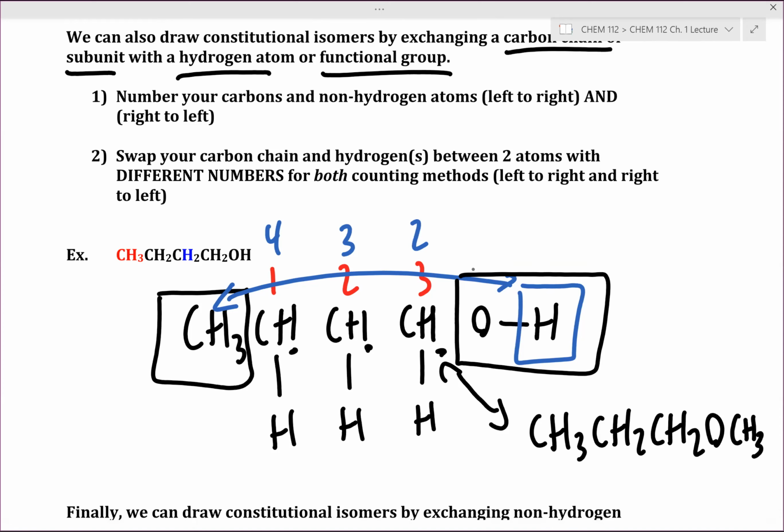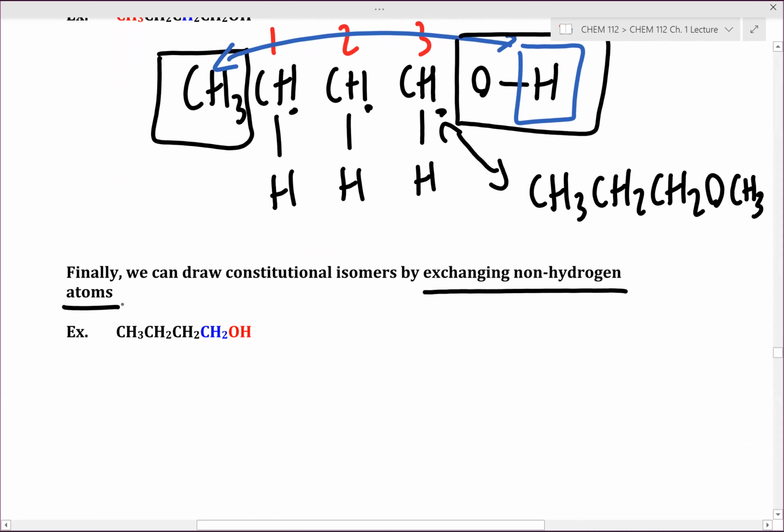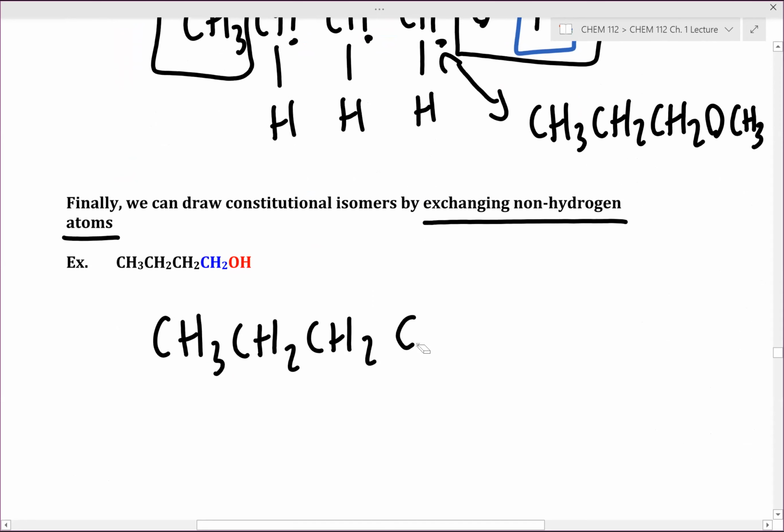Okay, perfect. The last way that we can make constitutional isomers is by exchanging non-hydrogen atoms. So another way to generate constitutional isomers is by exchanging the positions of non-hydrogen atoms. And in this case, we often don't have to worry too much about our numbering scheme, but let's just showcase how this method works. So we have our same chain that we've been looking at throughout this study, okay? And our goal is we're going to think about how we can swap the oxygen and the carbon atoms. Okay, so we're thinking about swapping oxygen with one of these carbon atoms.